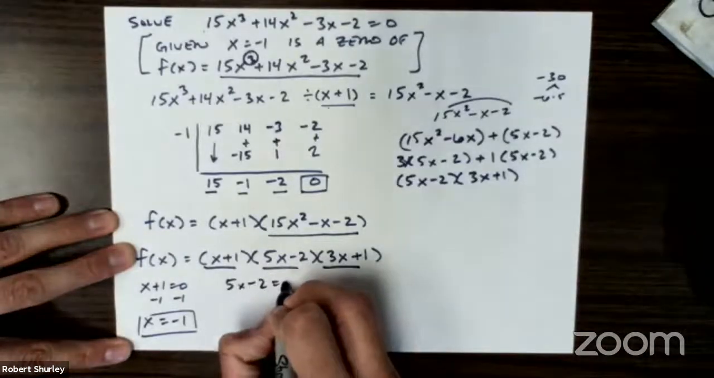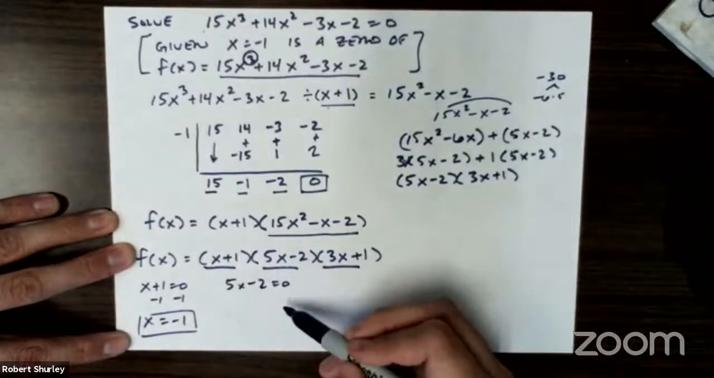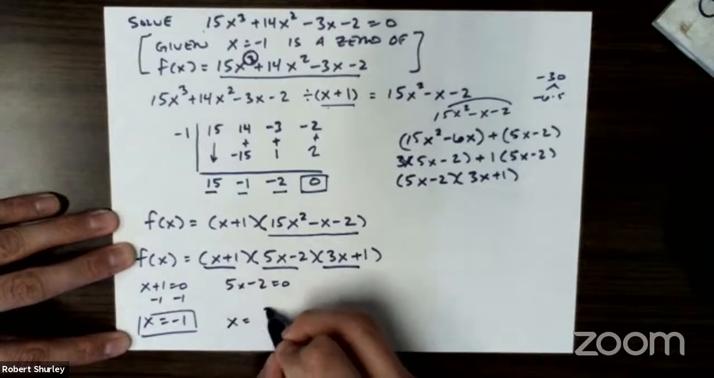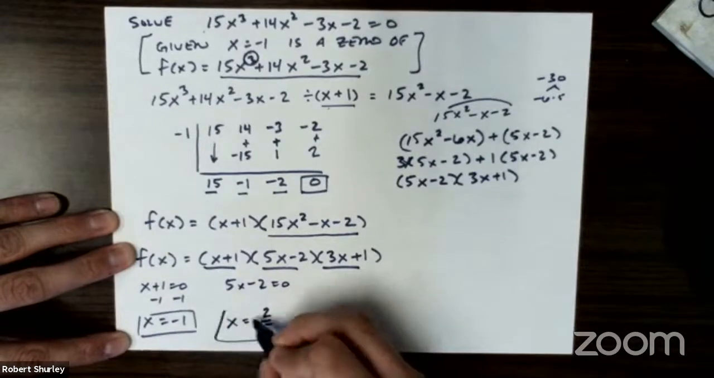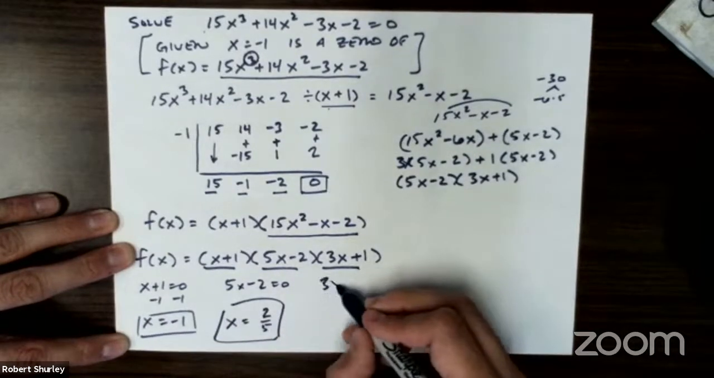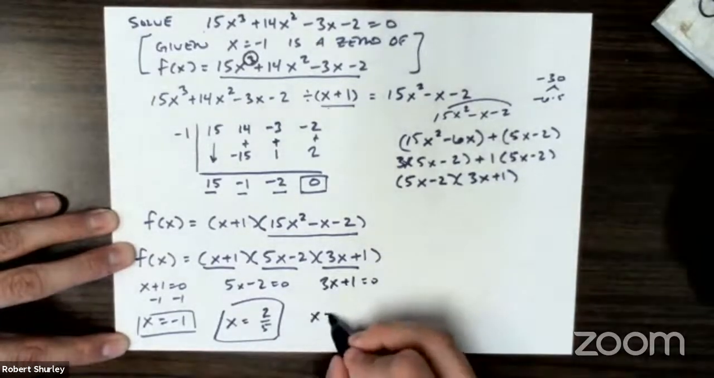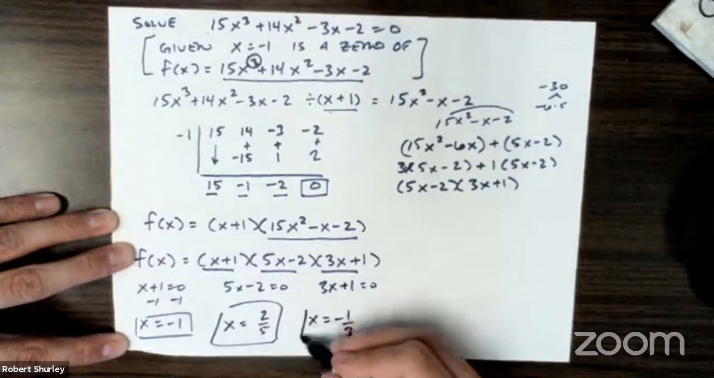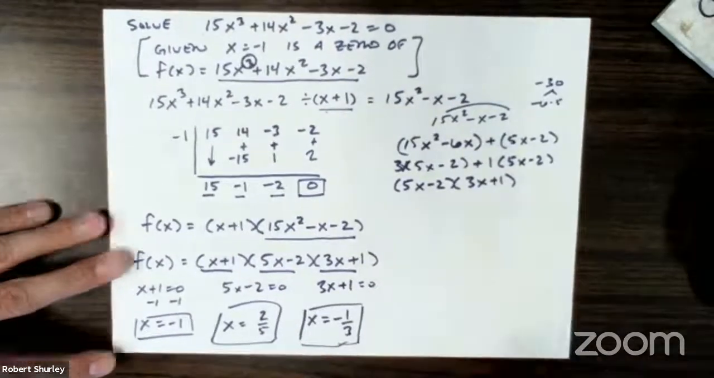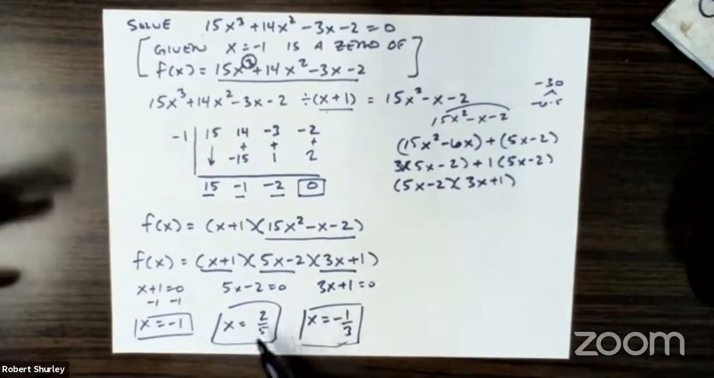5x minus 2 equals 0. Well, if you solve this, you add the 2, divide the 5. So you get 2/5. 3x plus 1 equals 0. Subtract the 1, divide the 3. You wind up with negative 1/3. There's our 3 solutions. Those are our other 2 solutions, right?